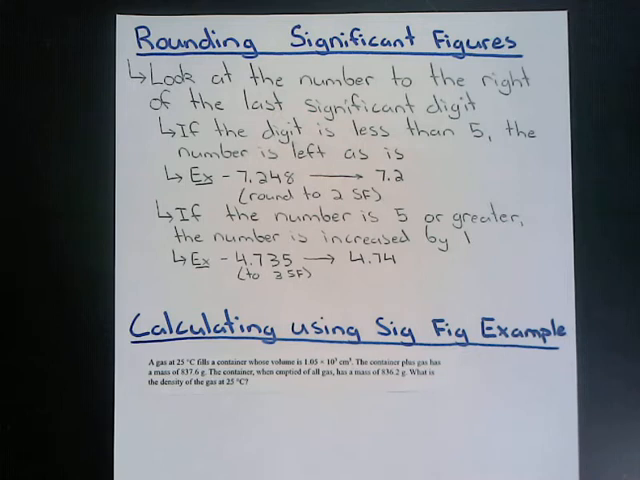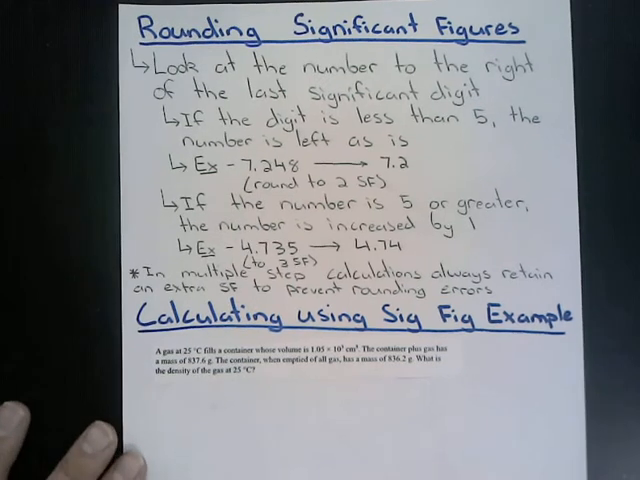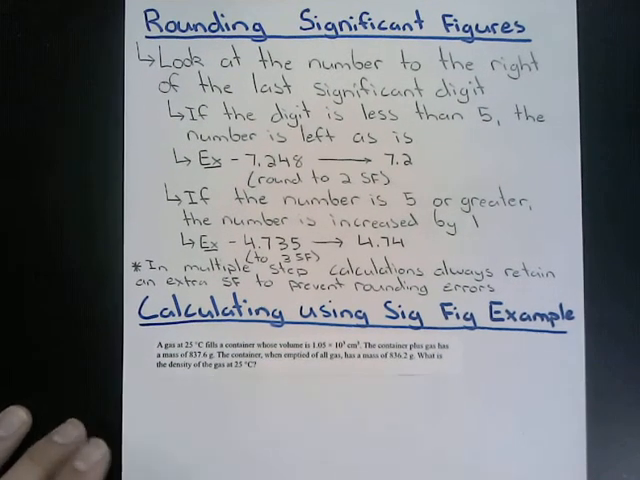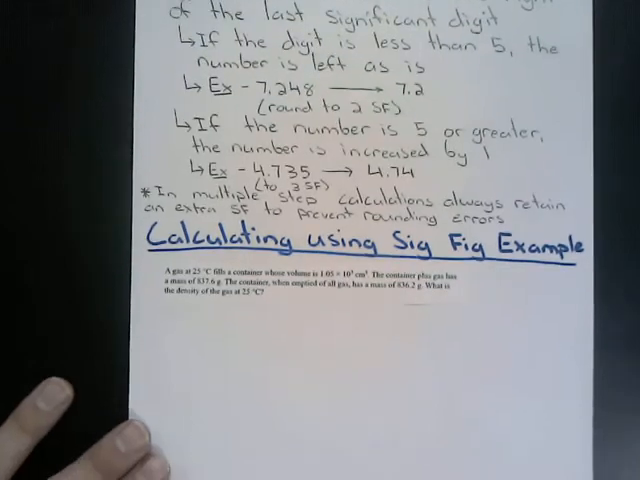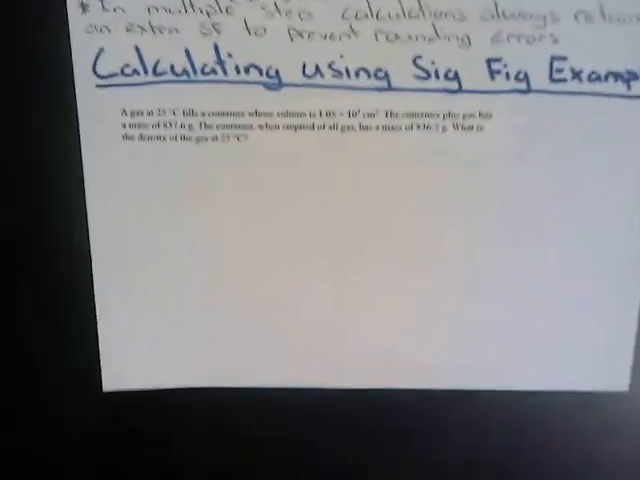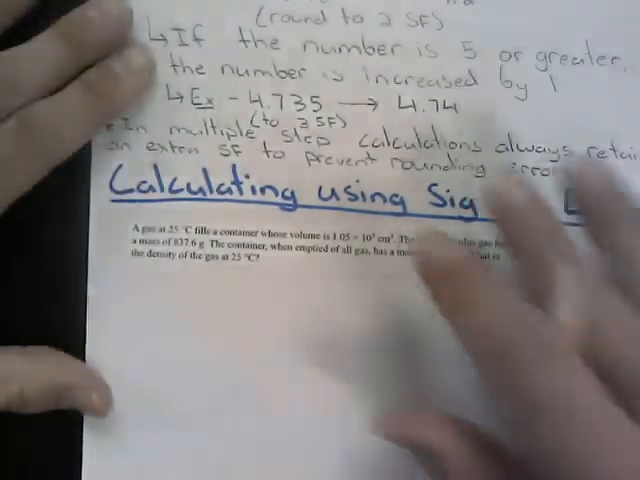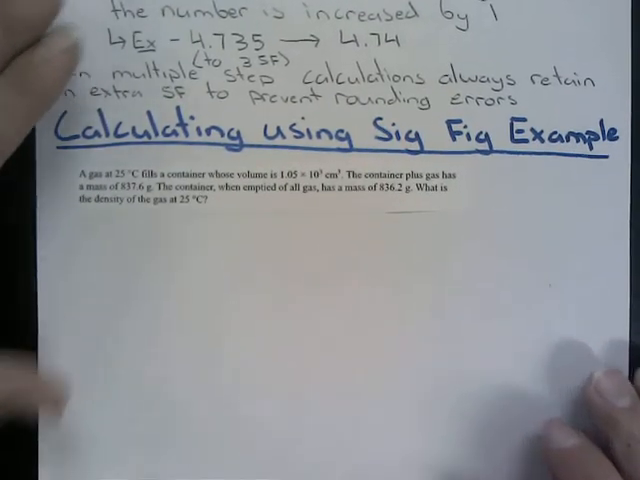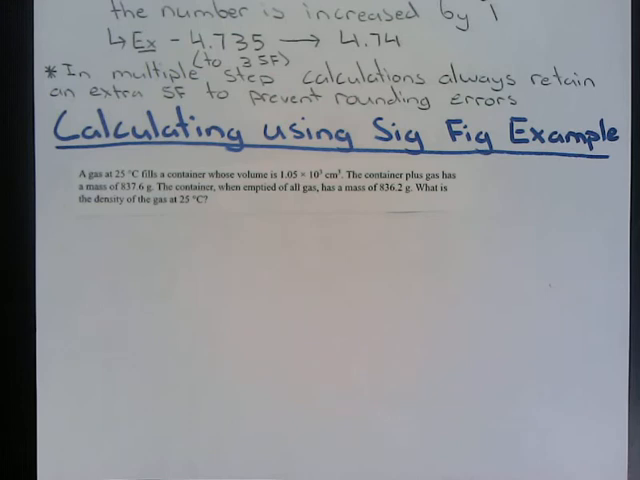So one important thing to remember is this. In multiple step calculations, always retain an extra significant figure until the end to prevent rounding errors. So again, in multiple step calculations, always retain that extra significant figure to prevent rounding errors, until the end. All right, so the text is a little small here, so I will zoom in, but we want to use our significant digits to answer this question.